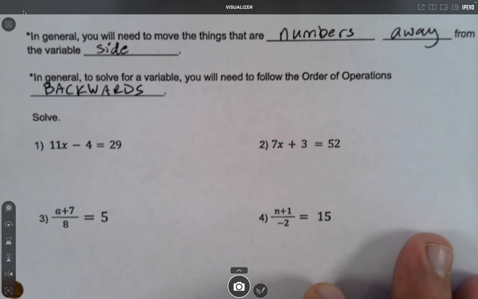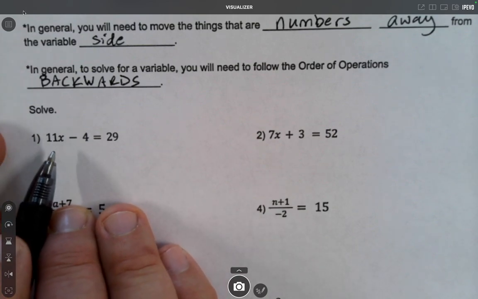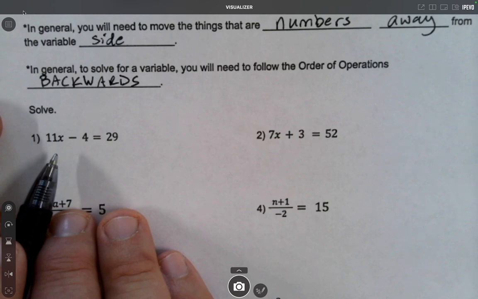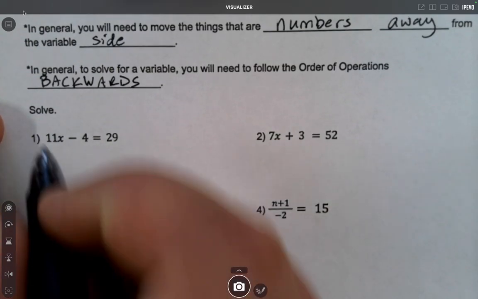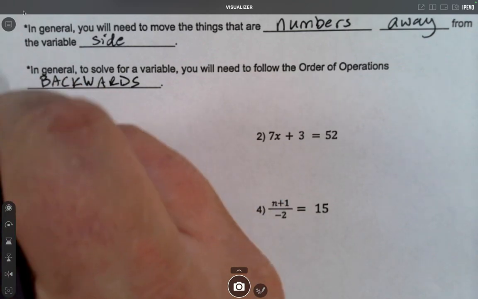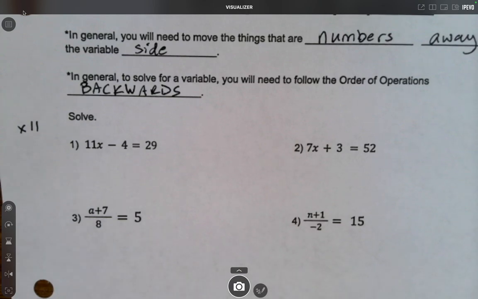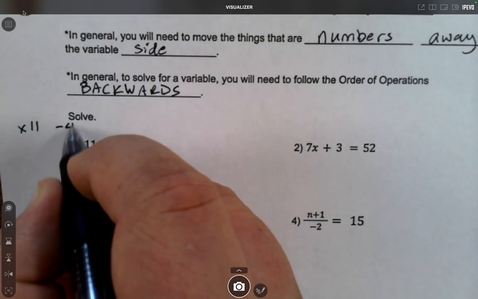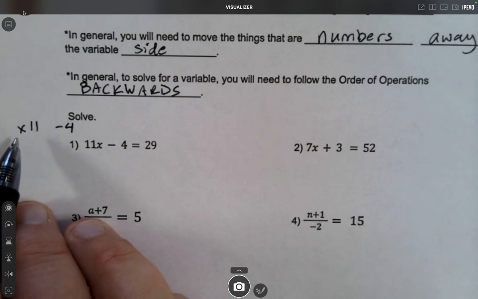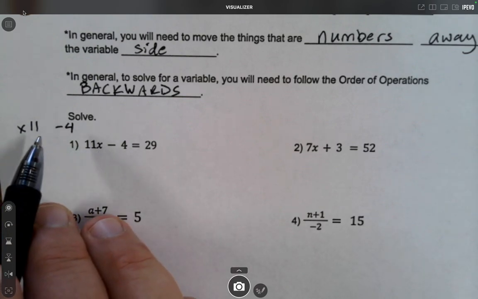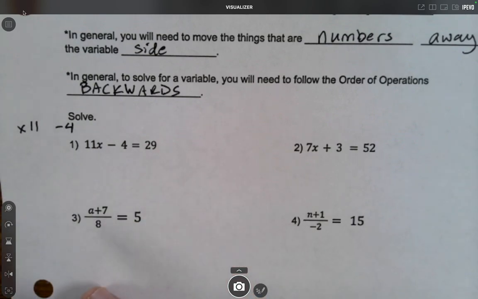So let's talk about that in number one. In number one, they did two things. Whatever x was, they first multiplied it by 11. That was their first step. Then after that, they subtracted 4. That's meant to be multiplication, not just an x. So they multiplied that number by 11, and then they subtracted 4, and the result was 29.